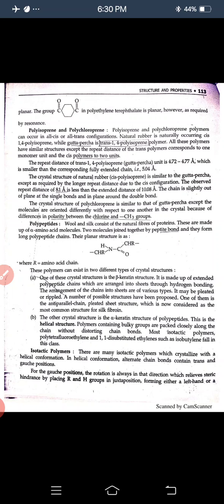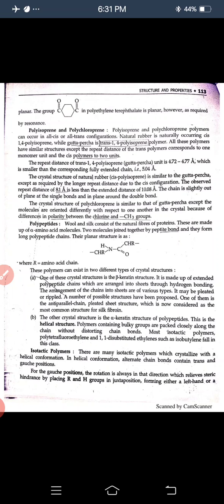Units 4.72 to 4.77 angstrom, which is smaller than the corresponding fully extended chain, 5.04 angstrom. The crystal structure of natural rubber, cis-polyisoprene, is similar to gutta-percha, except for a longer repeat distance required due to the cis configuration. The observed repeat distance of 8.1 angstrom is less than the extended distance of 10.08 angstrom.